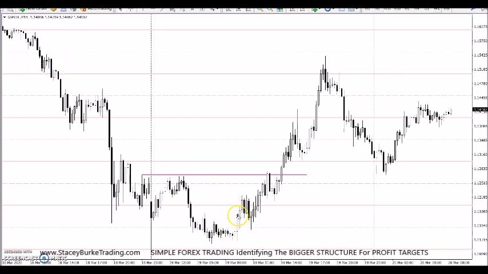That pin hammer is the first mouse in a smaller geometric rectangle. Okay, whenever you get patterns inside of patterns, bigger patterns, they will often be the catalyst for bigger moves.